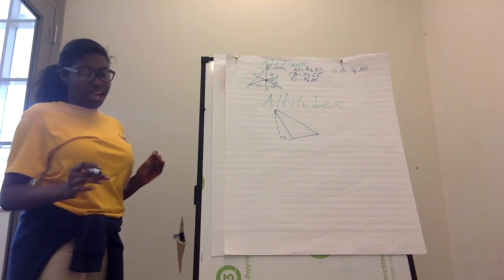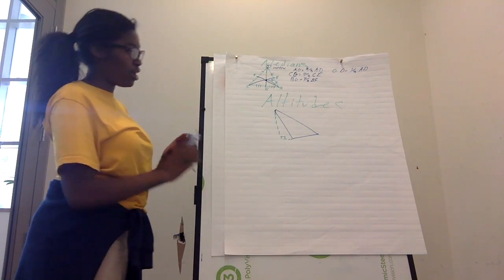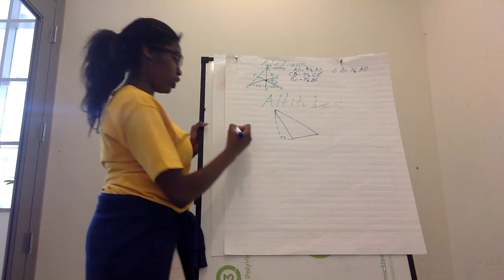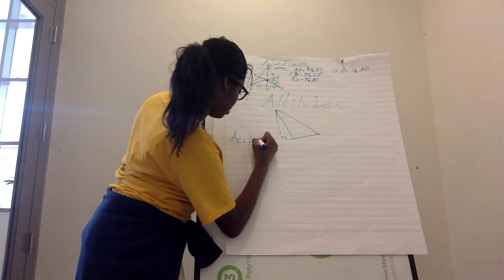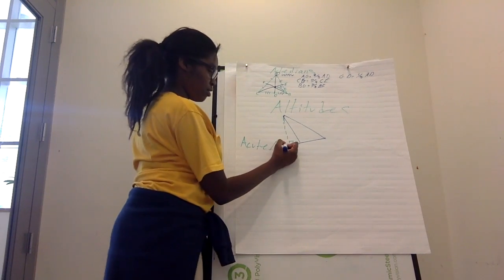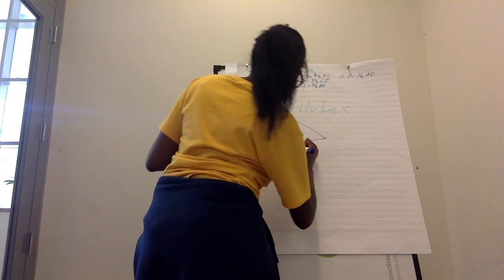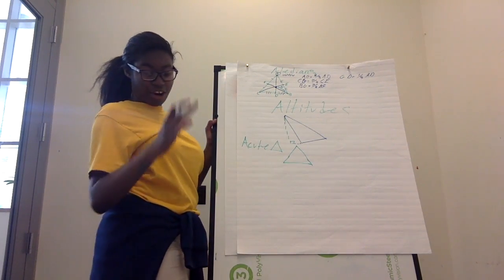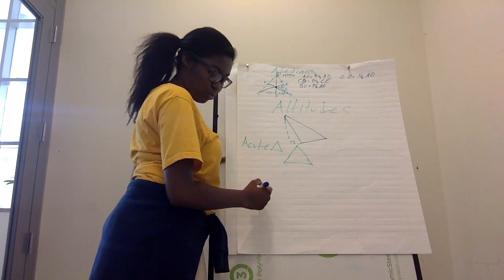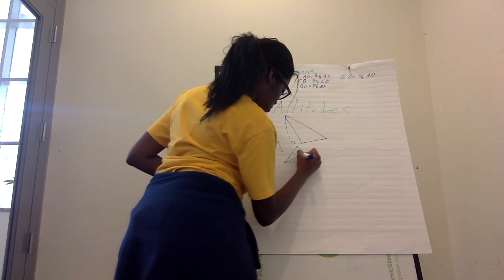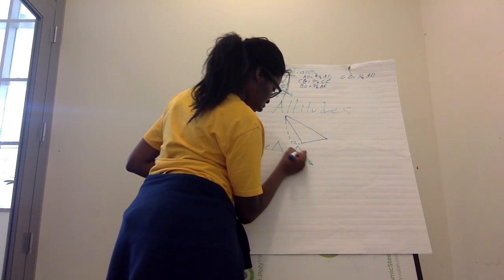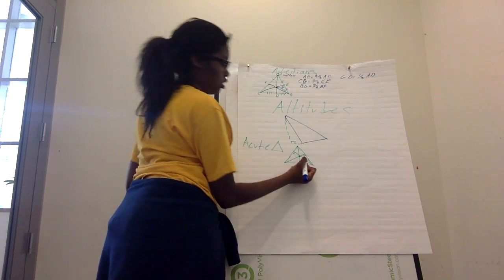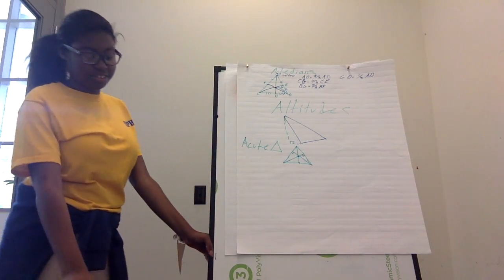When you are doing altitudes, they have a point of concurrency, and that is called the orthocenter. Now, for an acute triangle, it is shown like this, where the point of concurrency is actually inside of the triangle. And this is the orthocenter.